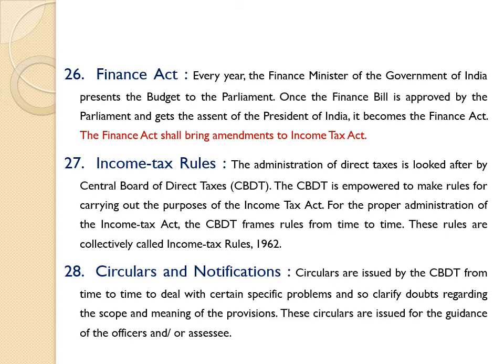Then, circulars and notifications. Circulars are issued by the CBDT, Central Board of Direct Taxes, from time to time to deal with certain specific problems and to clarify doubts regarding the scope and meaning of the provisions. The circulars are issued for the guidance of the officers.